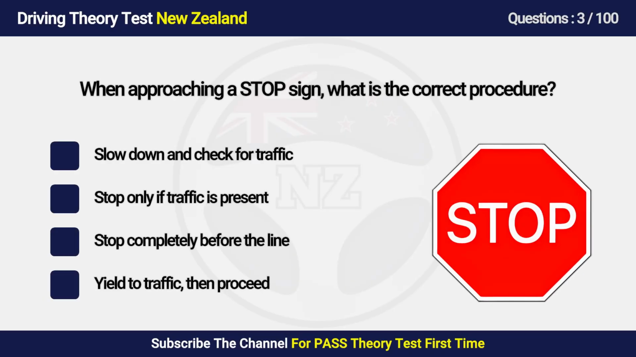Question 3. When approaching a stop sign, what is the correct procedure? A. Slow down and check for traffic. B. Stop only if traffic is present. C. Stop completely before the line. D. Yield to traffic, then proceed.